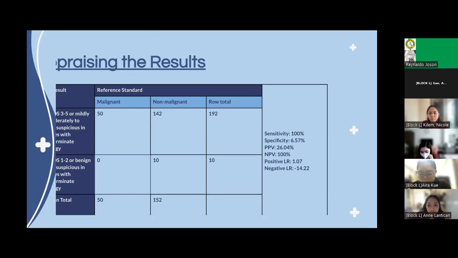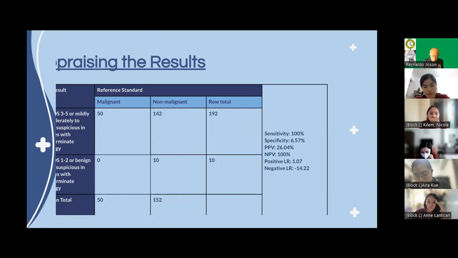For benign to not suspicious or TRADS 1 to 2, 0 of them were non-malignant, and only 10 po were malignant. So the total po is 10. With this po, the sensitivity is 100%. So 100% of the individuals with malignant nodules had mildly to highly suspicious nodules on ultrasound in a background of indeterminate FNAB cytology.